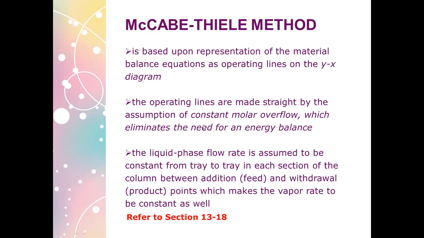If we don't assume constant molal overflow, then these operating lines won't be lines but curves. The liquid phase flow rate is assumed to be constant from tray to tray in each section of the column between the addition of the feed and the withdrawal of the product, which makes the vapor rate constant as well. This is the constant molal overflow that I have explained. You can read more on that in section 13-18 of your handbook.